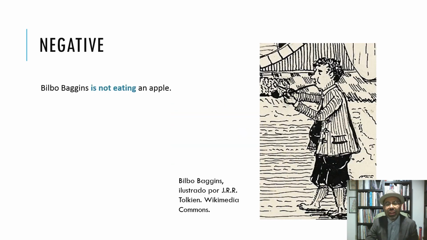Here we have a negative sentence. Bilbo Baggins is not eating an apple. Here is Bilbo Baggins. You know, that important character from the Lord of the Rings saga. As we can see here, Bilbo is smoking, but he is not eating an apple. And here again, we have the verb to be in the present, the negative word not, and the gerund, the verb eat plus ing.